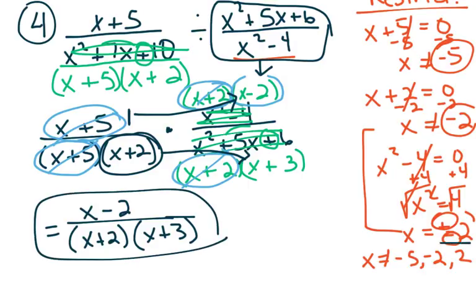Here's my answer. Here are my restrictions. So as you're seeing, it's the exact same thing as the multiplication, we're just pulling in more of the factoring, and we've got to flip that one. Now remember, we're always going to look for our restrictions first, and then we'll go from there.